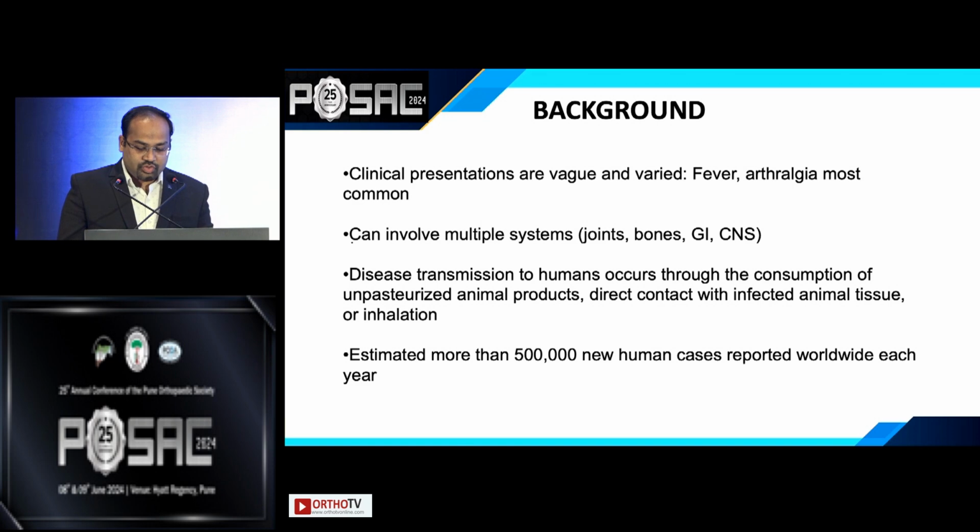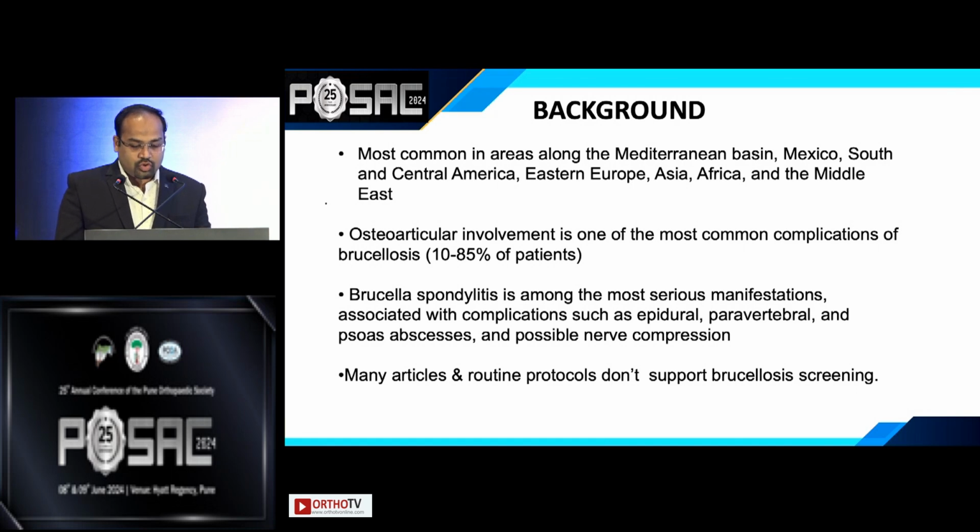Disease transmission to humans occurs through the consumption of unpasteurized animal products, direct contact with animal tissue, inhalation, or urine contact. It is estimated that there are more than 5 lakh new cases globally. Asia is also affected. Osteoarticular involvement is 10 to 85%.